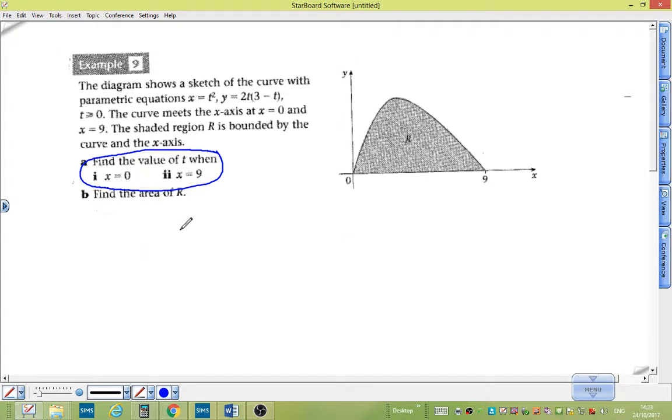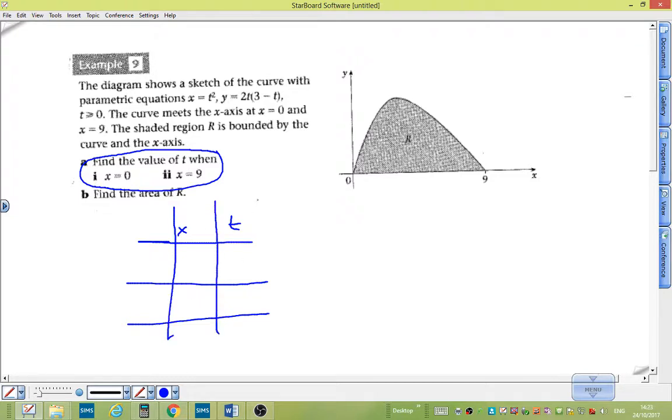So we've got our x value and our t value. That's the way we usually do it, a little table. And the x value is 0, and that means that you've got the square root of 0, which is 0. And if you put x is 9, the square root of it is plus or minus 3, but you want t greater than or equal to 0, so it's positive 3. So that's part 1, that's part 2, and we're now going to go to part B.